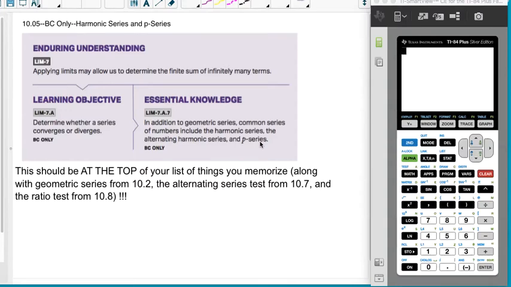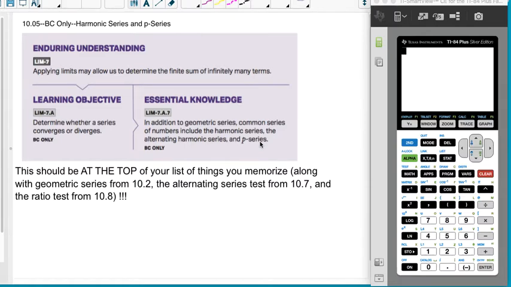All right, this is AP BC Calculus. We're doing a BC only section. This is Unit 10, Section 5, Harmonic Series and P-Series. So in the last video, which was the integral test, I mentioned that the integral test is not normally near the top of my checklist. These absolutely need to be the top of your checklist.